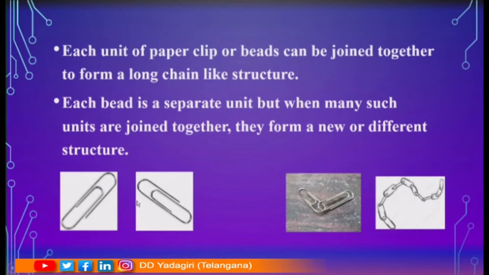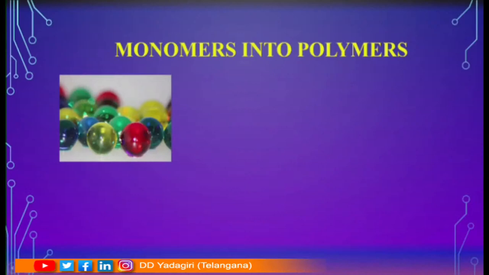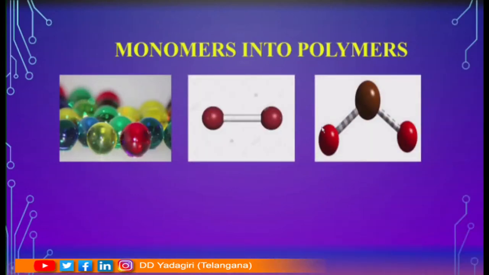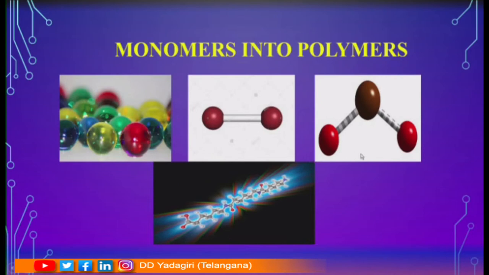In place of paper clips, you can take beads also. Beads like this. A single unit or a bead is called a monomer, and when joined together, they keep forming long chains. Here two beads are joined, here three beads are joined and here many beads are joined. So, a single monomer forms a long polymer. So, this is about synthetic fiber. A synthetic fiber is a polymer.